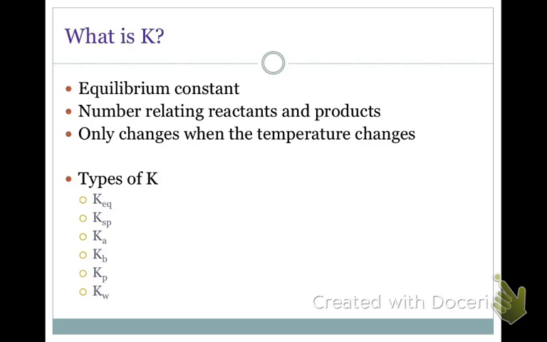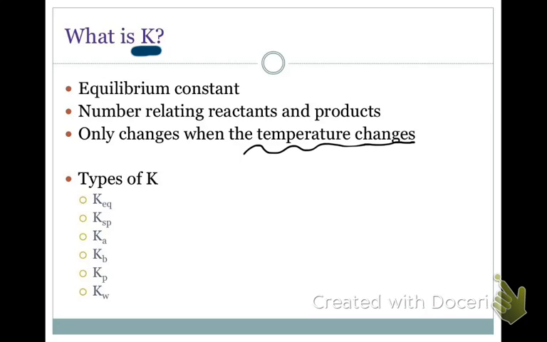So let's talk about what that K is. That's something called an equilibrium constant. It's relating the reactants to the products. Here's a big hint: the value of K only changes when the temperature changes. So if I change the concentration, that's not going to change the value of K. It's only when I change the temperature.